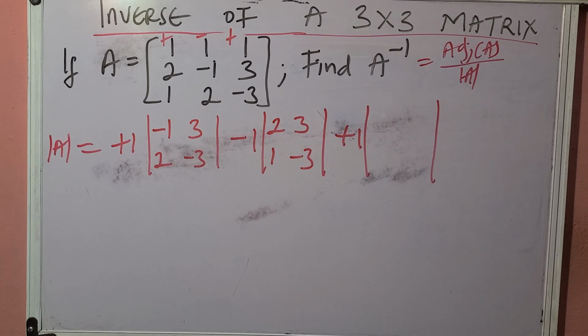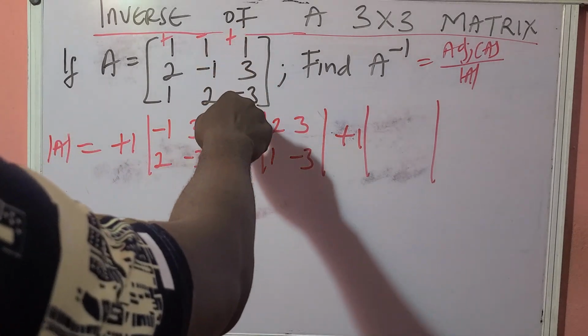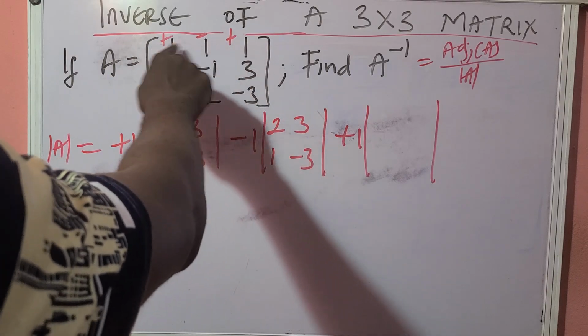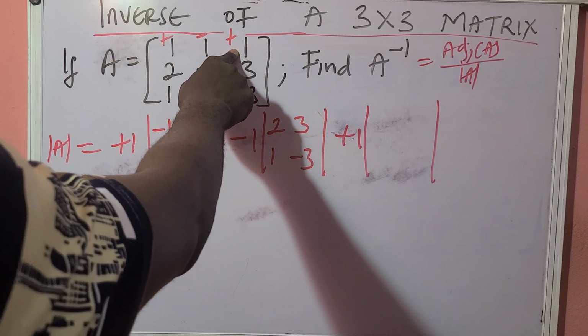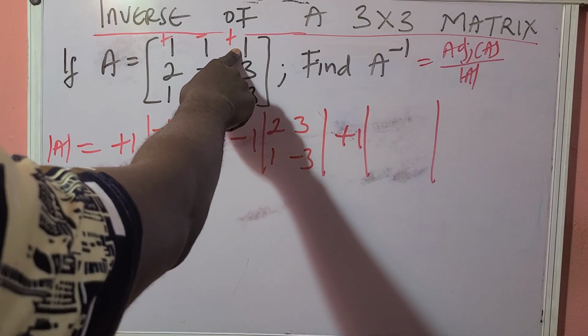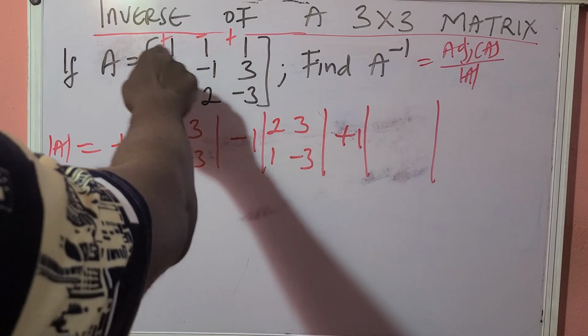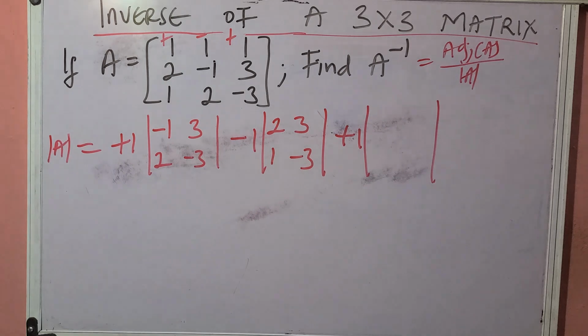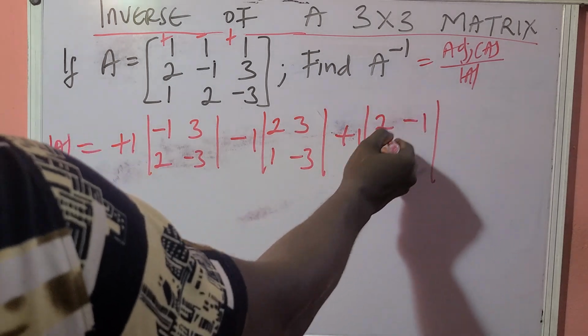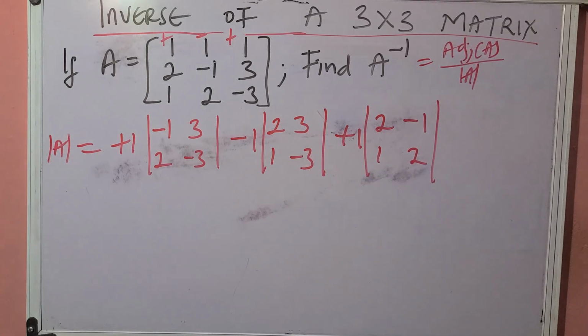Then for the last one, plus 1, I shut off the entirety of column 3 and that of row 1, because that's where we have the plus 1 staying on. Row 1 column 3 is where you have plus 1. So you lock off everything. You're left with 2, minus 1, 1, 2. So this is what we have to resolve to get the determinant of our matrix.